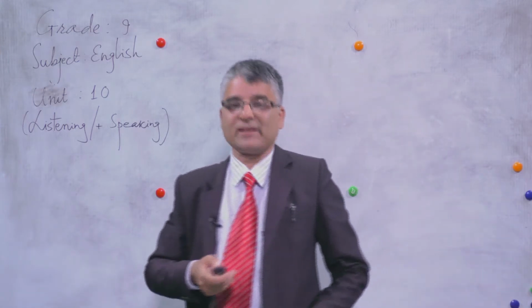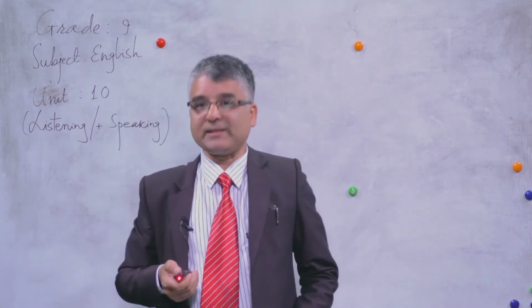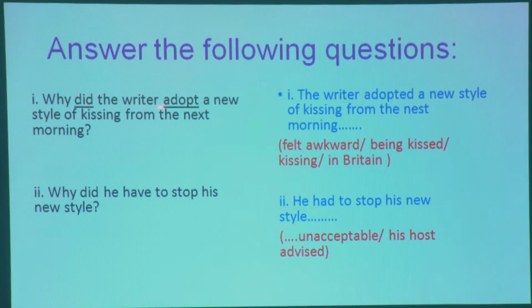What is the first question? The first question is: why did the writer adapt a new style of kissing from next morning? Please mention the structures of this sentence. "Did adapt." The question is written in the simple past form. Yes, that's why you can also frame your answers in the same tense. What could be the answer?